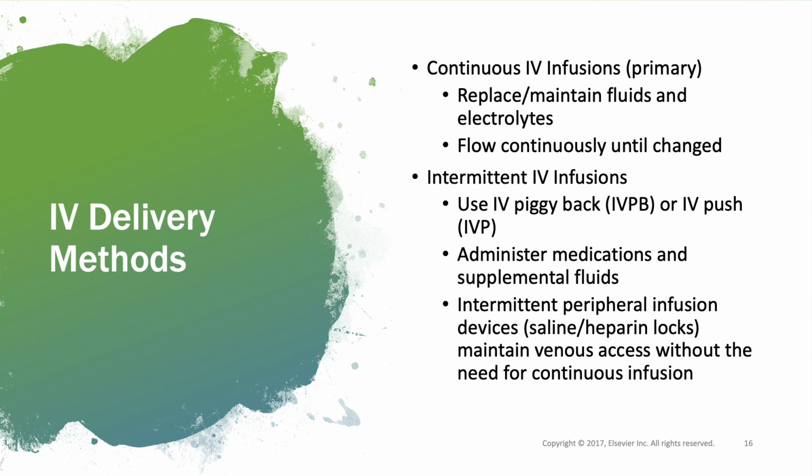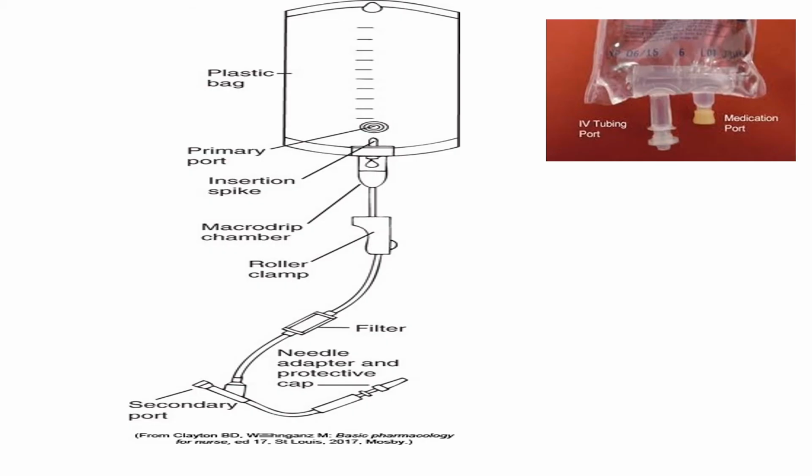Sometimes these intermittent infusions are given through a saline lock, or they can be given through a port in the IV line if a patient's already receiving continuous infusions. And we'll talk about how that's given. On this slide, there are two images. The first image is of a bag of IV fluids connected to the actual IV tubing. And the second image shows the IV ports that are on the bottom of the IV bag.